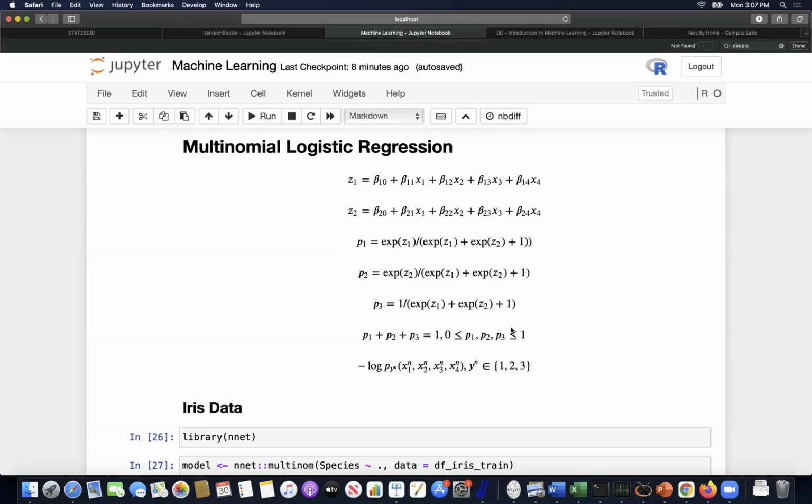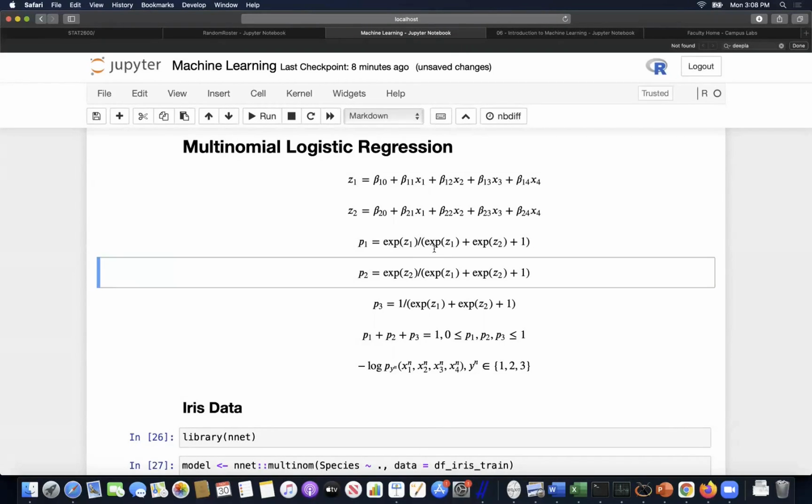So these are probabilities. At the same time, they have to add up to 1. So now let's check that. If you add 1 plus exponential of z1, exponential of z2, that's going to give you your numerator. And the denominator is exactly the same thing. And therefore, they're going to add up to 1.